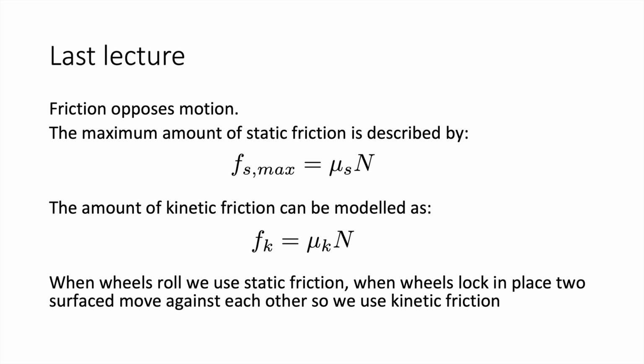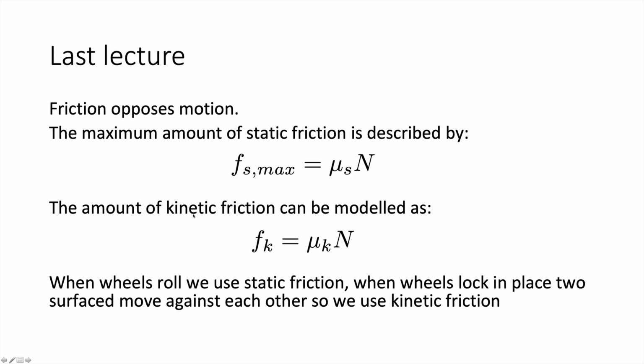In the last lecture, we looked in more detail at friction. We saw that friction always opposes motion. So the maximum amount of static friction can be described with the equation that the maximum friction is given by μs, which is the coefficient of static friction, times the normal force. So this isn't always the amount of static friction that acts. This is the maximum possible amount of static friction.